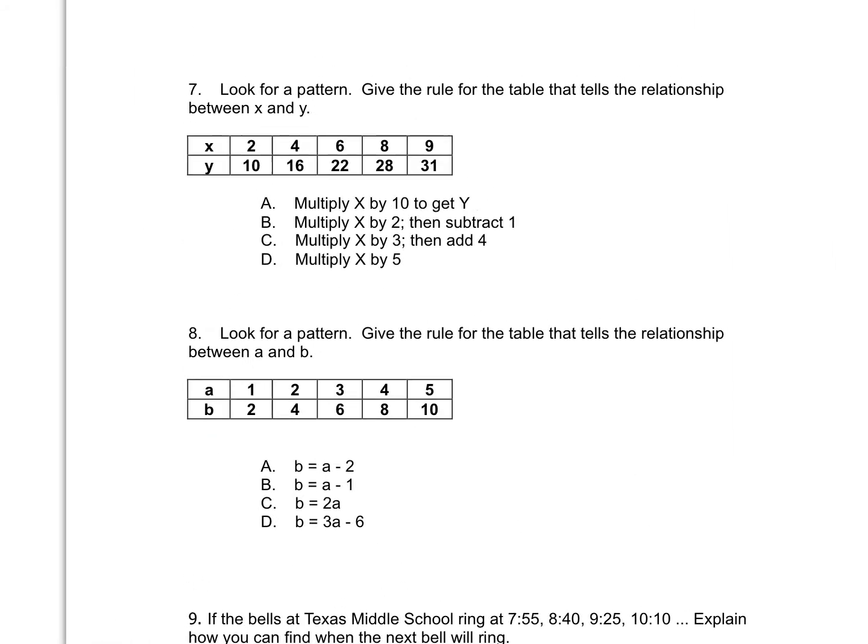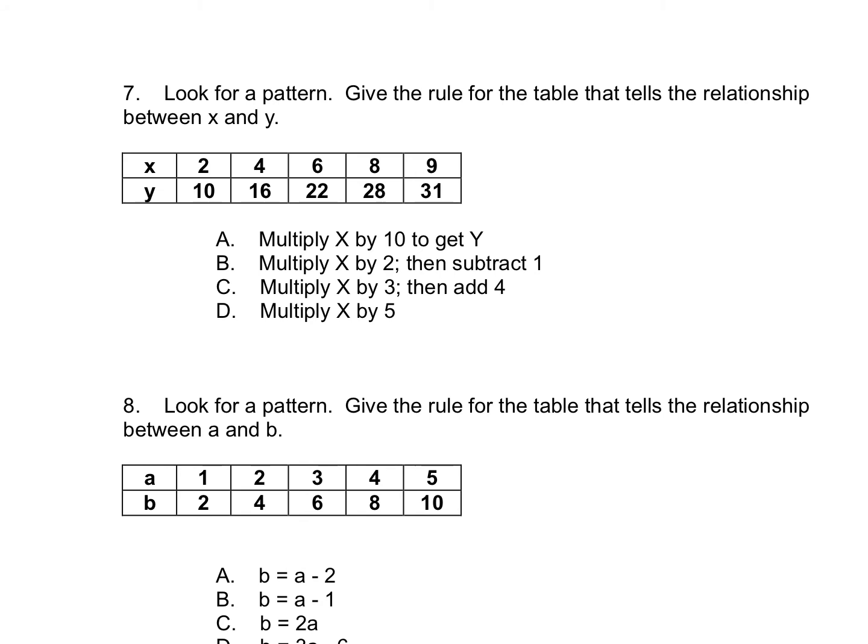All right. It says, look for a pattern. Give the rule for the table that tells the relationship between x and y. Okay, so we have to look, here's x, here's y. And luckily, we don't have to discover it for ourselves. It gives us a few options. Is it A, multiply x by 10 to get to y? Well, let's try that out.